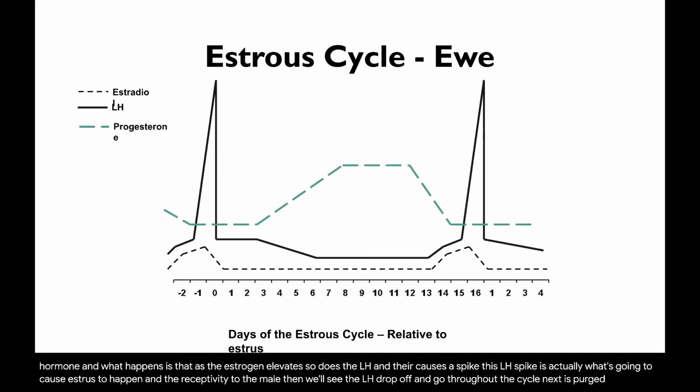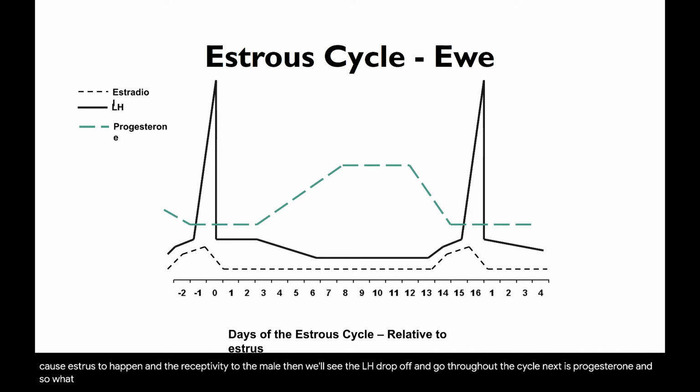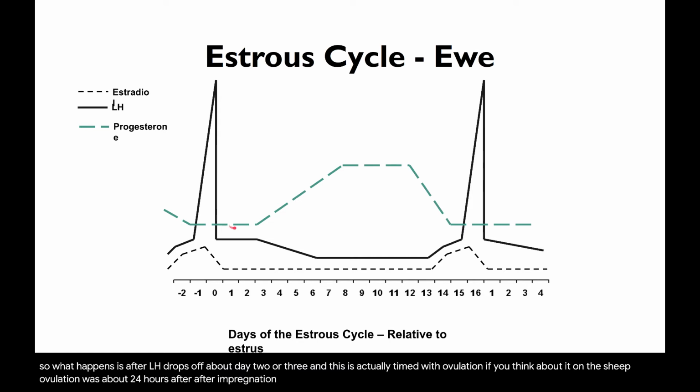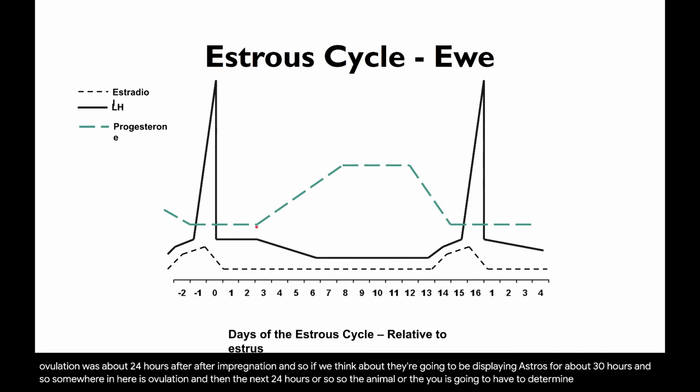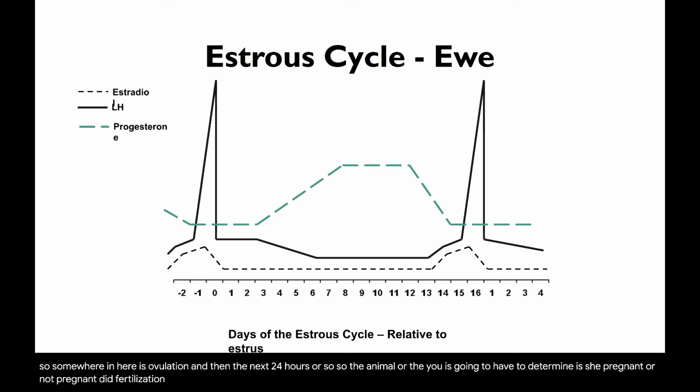Next is progesterone. After LH drops off, about day 2 or 3, and this is actually timed with ovulation, if you think about it. In the sheep, ovulation was about 24 hours after impregnation. They're going to be displaying estrus for about 30 hours, so somewhere in here is ovulation, and in the next 24 hours or so, the ewe is going to have to determine: is she pregnant or not pregnant? Did fertilization happen? That's where progesterone will elevate as the body determines if fertilization happened.